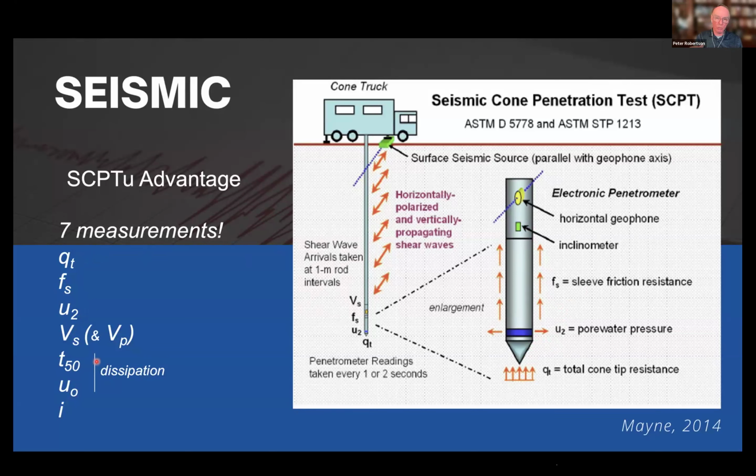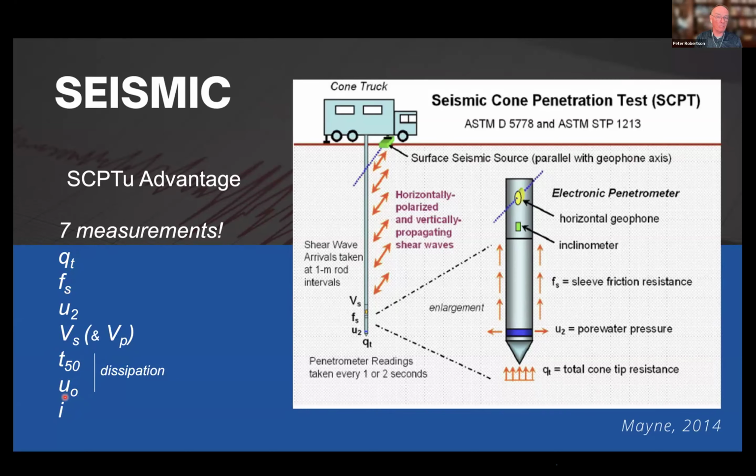When you're pushing through clays and you develop large excess pore pressures, you can stop and let those pore pressures dissipate. If you record the rate of dissipation, a measure of how rapidly it's dissipating is the time it takes to dissipate 50% of the excess pore pressure, and that's referred to as T50. I'll mention it again a little bit later. That is a measure of the permeability because it tells you how rapidly the pore pressures are dissipating. And then when they dissipate to equilibrium, you get the equilibrium pore pressure, which is often referred to as U0.